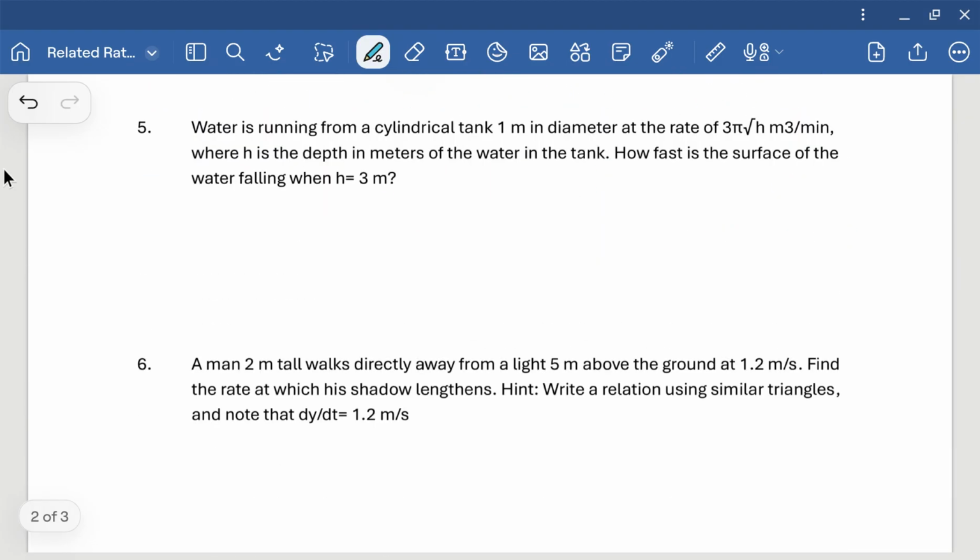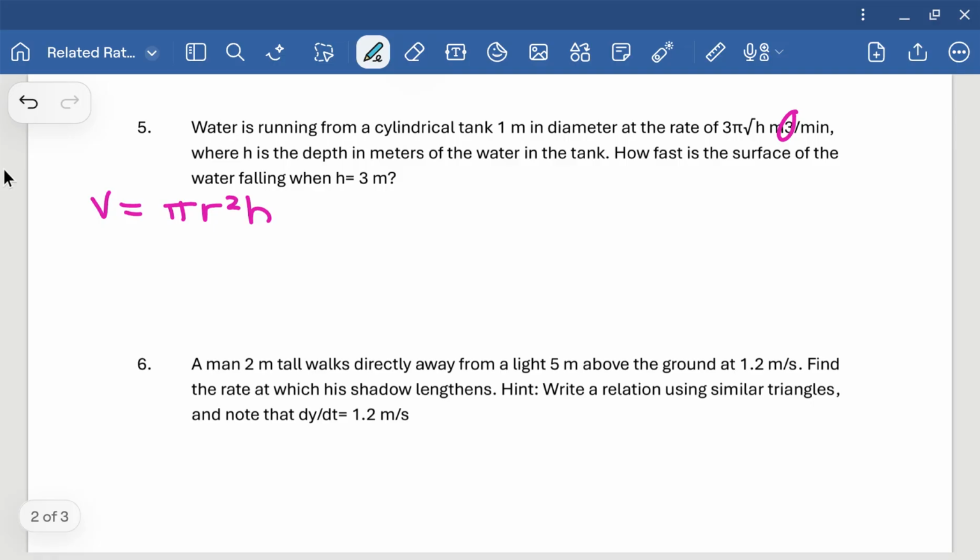Okay, so now moving down, taking a look, the volume is running from a cylindrical tank 1 meter in diameter at the rate of 3 pi root h, and this should be meters cubed per minute, where h is the depth in meters of the water in the tank. How fast is the height or surface of the water falling when the height is 3? So with this one, because we're looking at a volume of a cylinder, we do need the formula for volume of a cylinder, which is pi r squared times height. And then notice here that you do have 3 variables: volume, radius, and height.